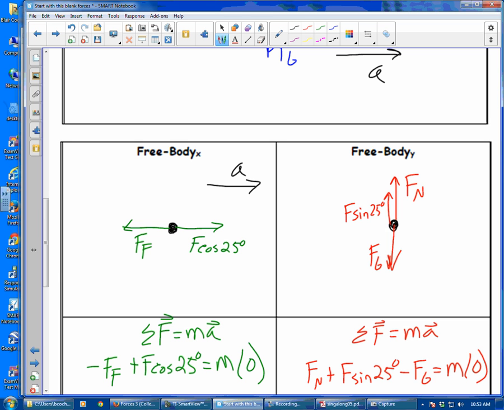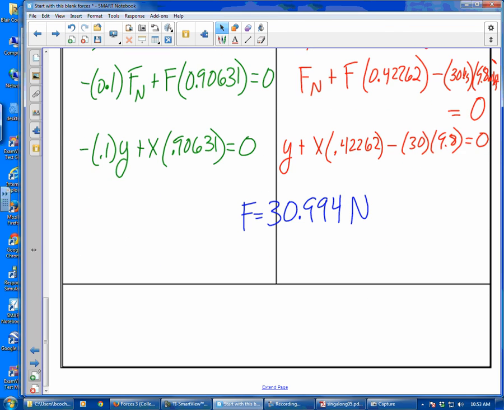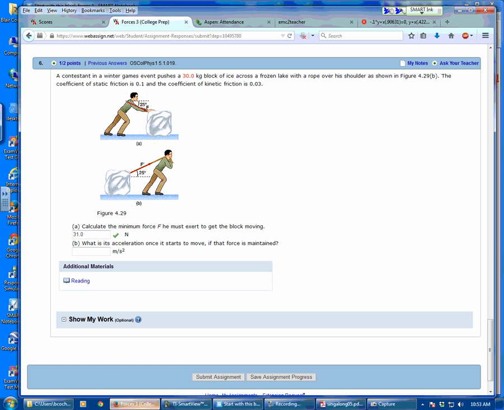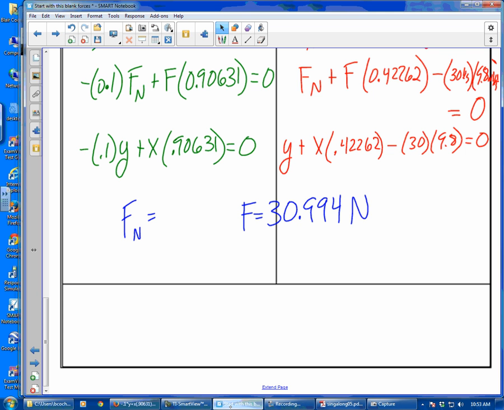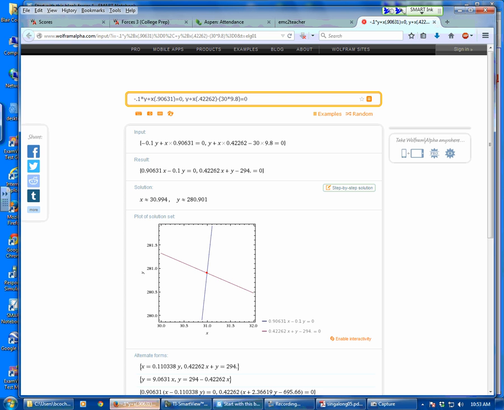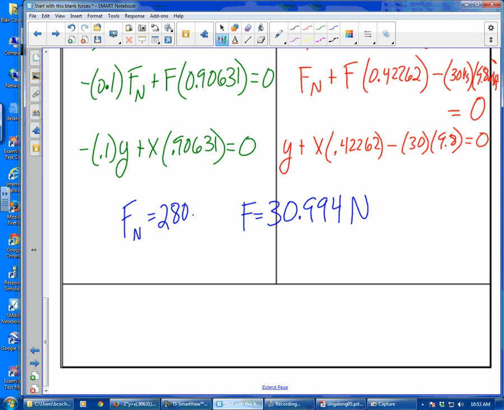Oh, this is kind of nice. We figured out our normal force, right? So we don't have to recalculate that. Because if you remember your Wolfram stuff, it also told me that my normal force, my Y value, was 280.901. Careful with the air there, don't blow yourself up. .901 newtons.